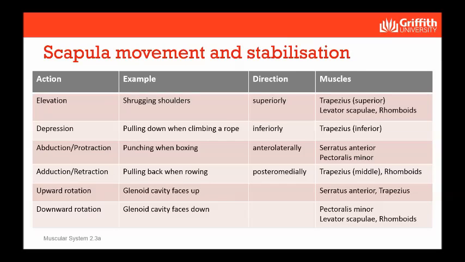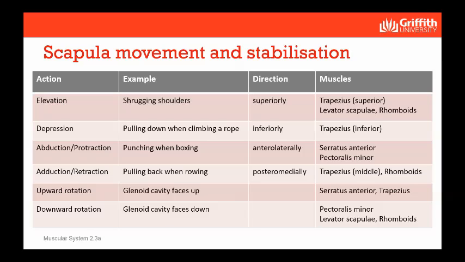For example, when we consider the movements of the scapula without moving the arm, scapular elevation occurs when we shrug our shoulders and the scapula moves in a superior direction due to the activity of the superior trapezius fibers, the levator scapulae, and the rhomboid muscles. Scapular depression occurs as we pull down on a rope while trying to climb. The scapula moves inferiorly due to contraction of the inferior fibers of the trapezius muscle.